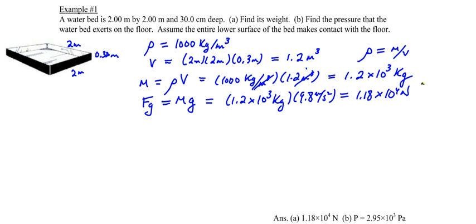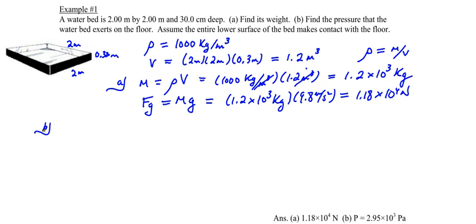Now, a regular bed only probably has a maximum weight of about 300 pounds. So it's quite heavy. Really, the placement of this bed is important. You would want to place it on a very supportive floor or the basement, for example. Okay, so that was part A. Let's move on to part B.